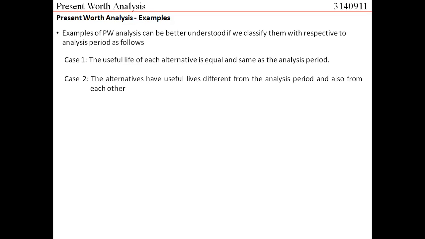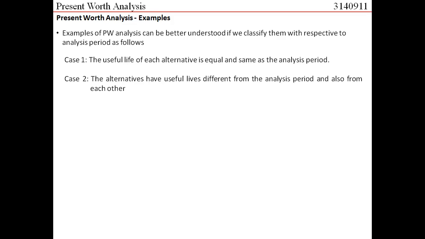Case 2 is that the alternatives have different useful lives from the analysis period and also from each other. What do I mean by this? Is that I am supposed to make a choice between, I'm giving an example, machine A and machine B.